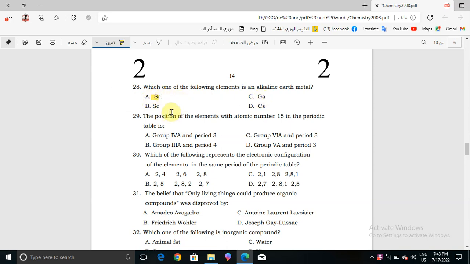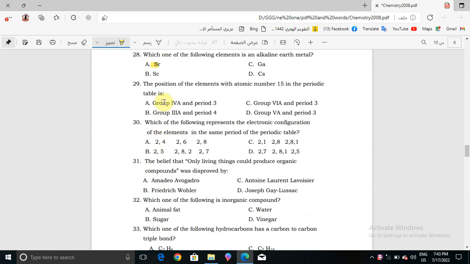Okay, now in question number 29, the position of the element with atomic number 15 in the periodic table is what? Because we have 15, it will be 2, 8, and 5, right? So that means we have 3, it will be in the third period, and we have 5, which means group 5. Here it is group 5 and period 3, it will be choice D. Choice D is group 5 and period 3.